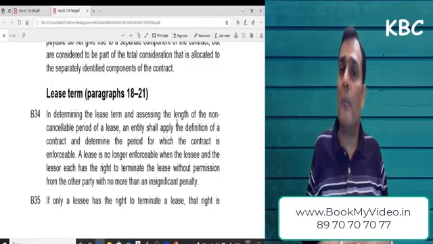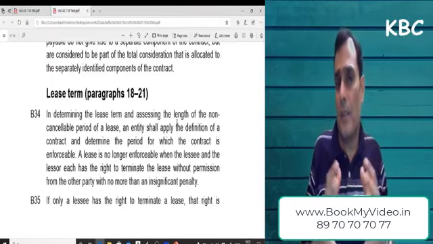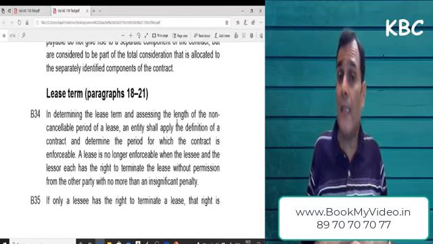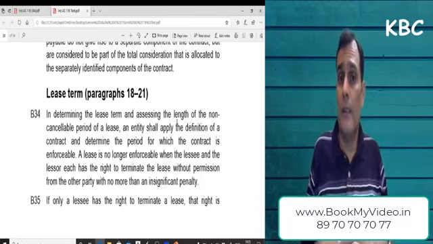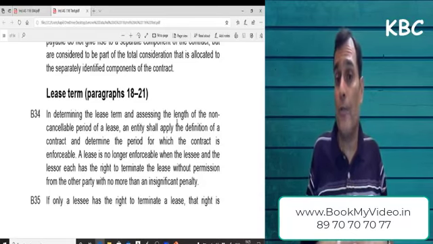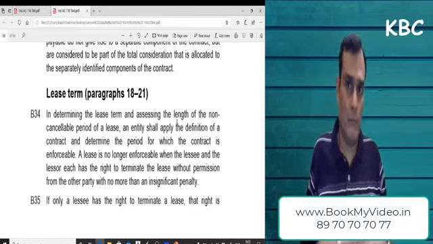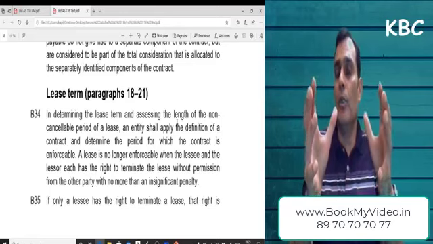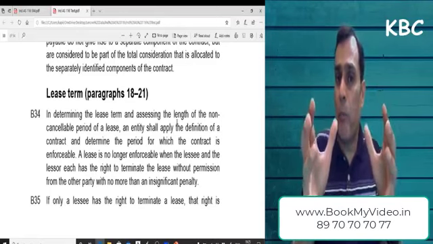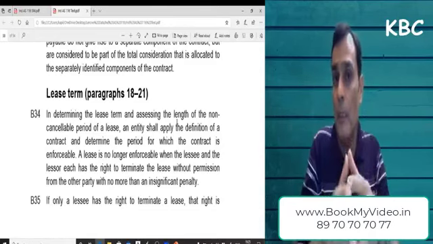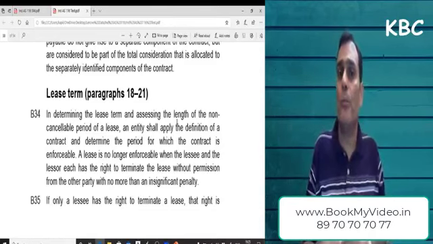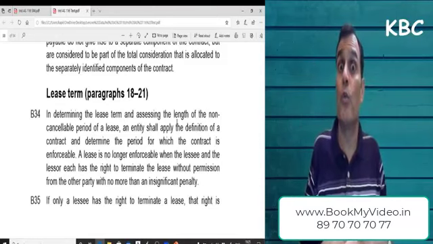It says in para number B34, in determining the lease term and assessing the length of the non-cancellable period, an entity shall apply the definition of the contract and determine the period for which the contract is enforceable. To calculate a lease term, it is important to identify the period during which the contract is enforceable. Lease term is equal to the period when the contract is enforceable.